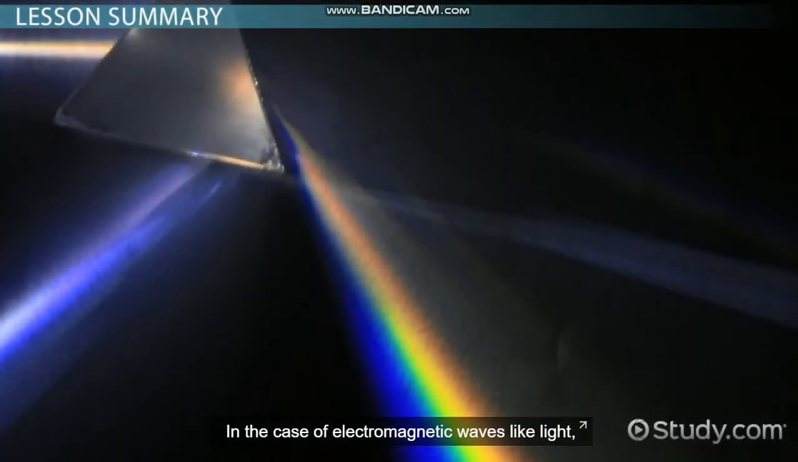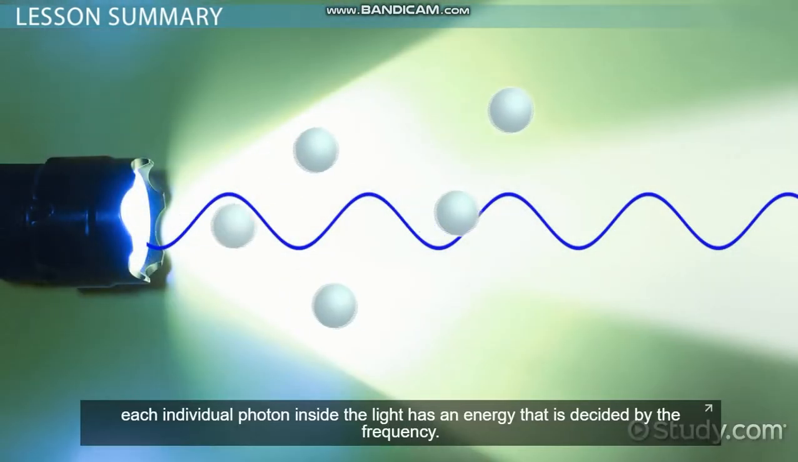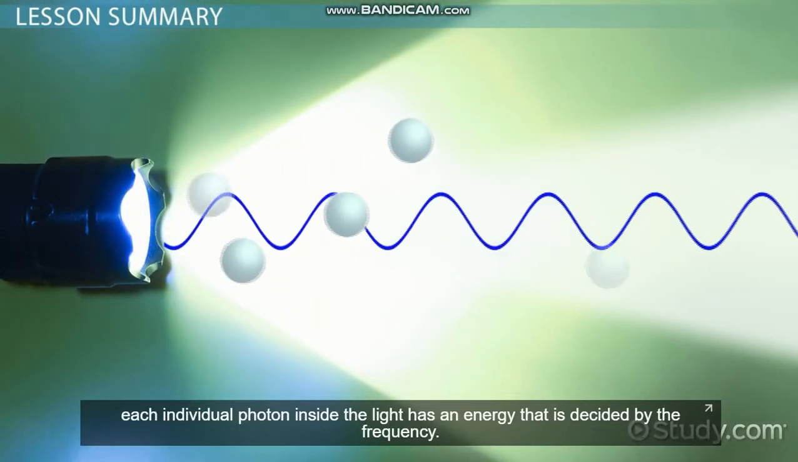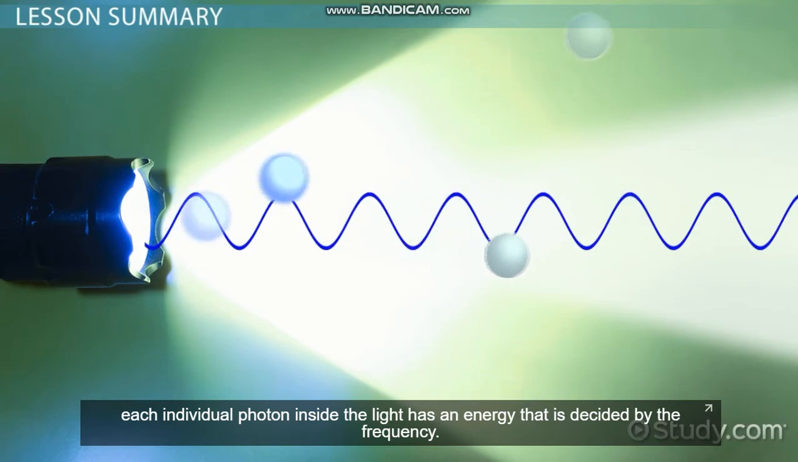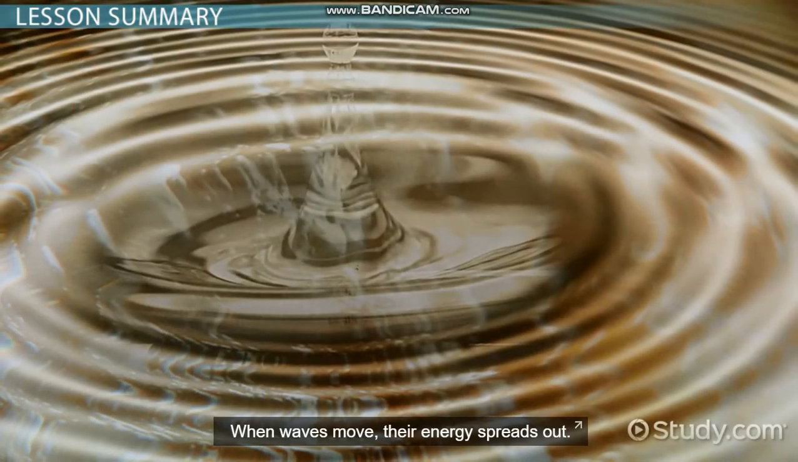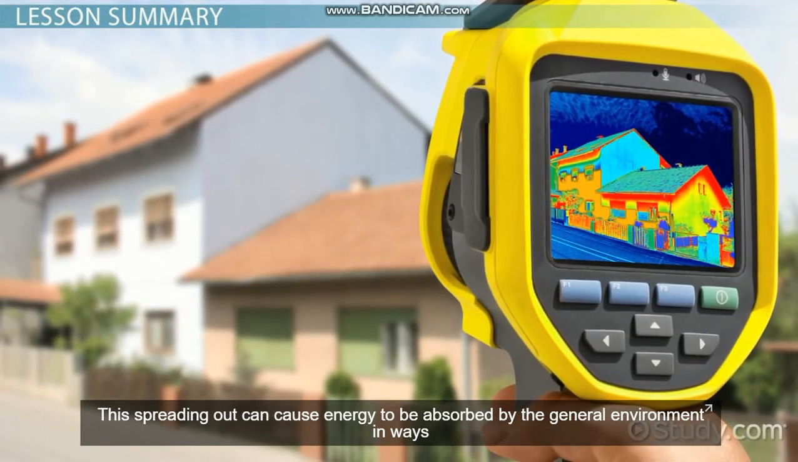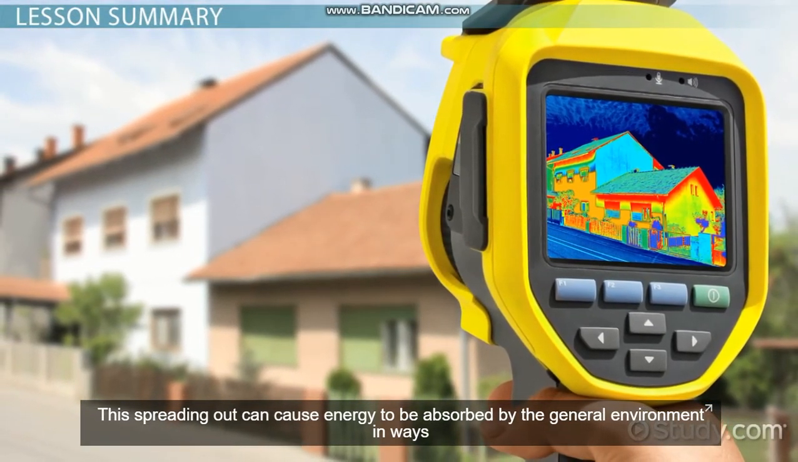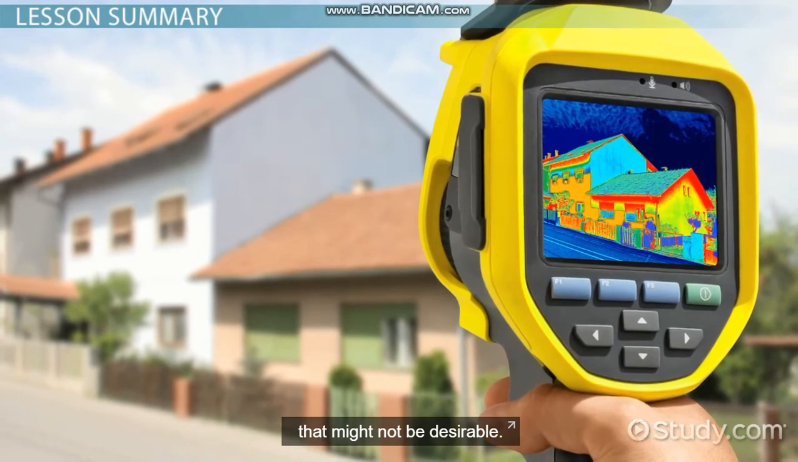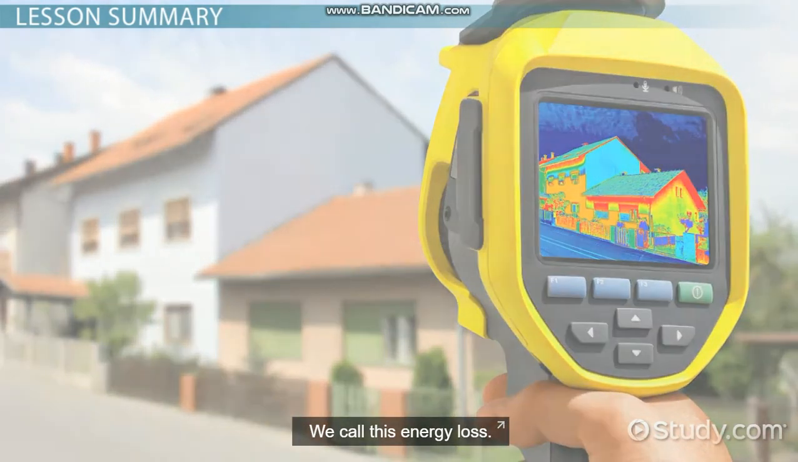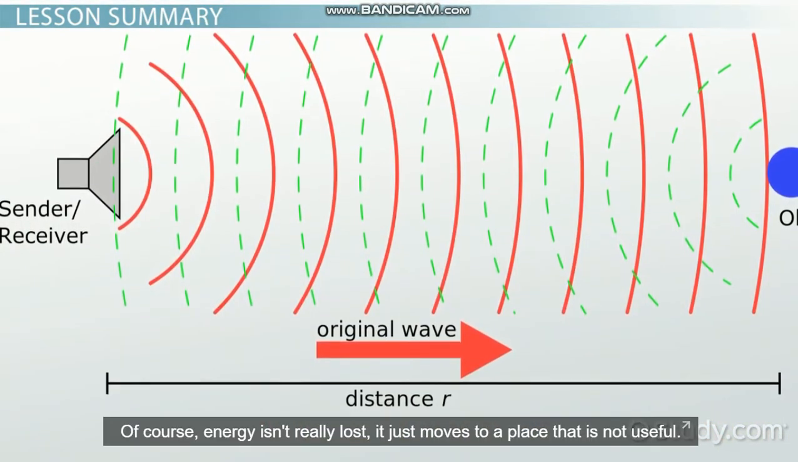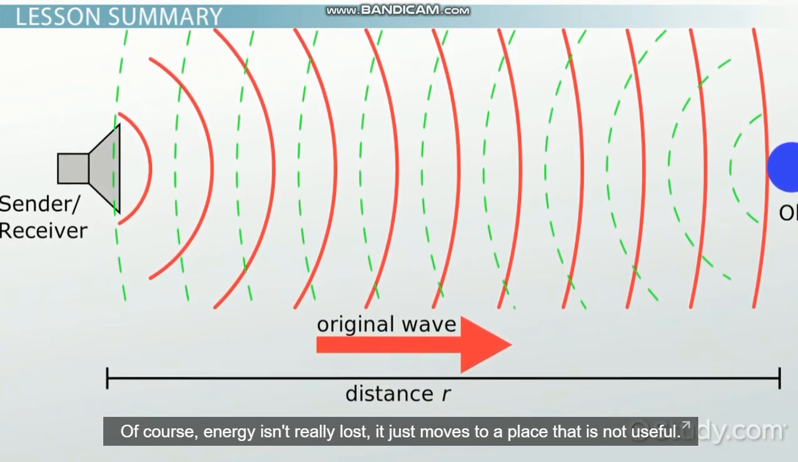In the case of electromagnetic waves, like light, each individual photon inside the light has an energy that is decided by the frequency. When waves move, their energy spreads out. This spreading out can cause energy to be absorbed by the general environment in ways that might not be desirable. We call this energy loss. Of course, energy isn't really lost, it just moves to a place that is not useful.